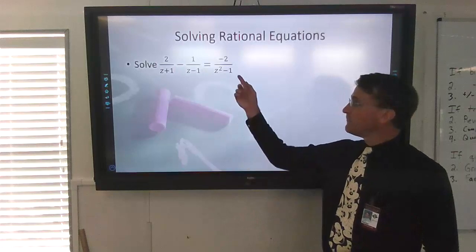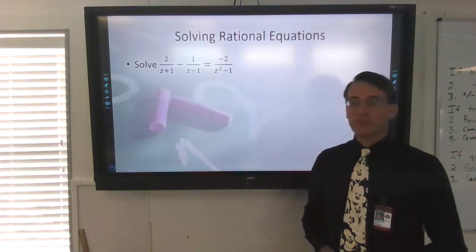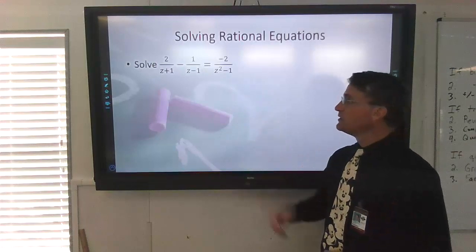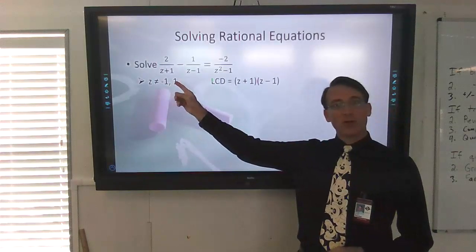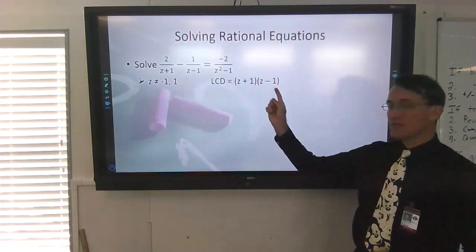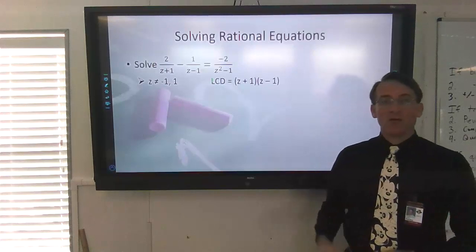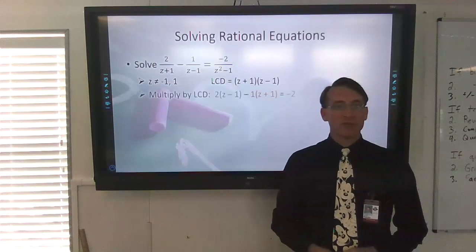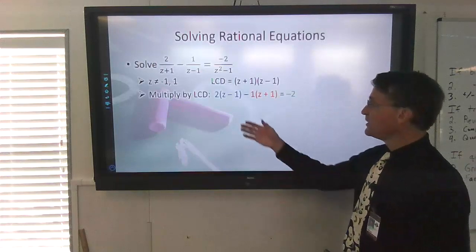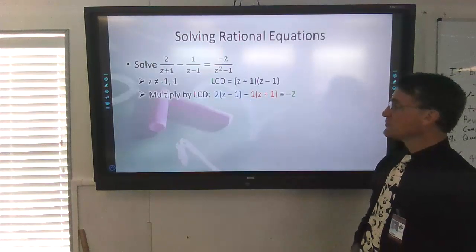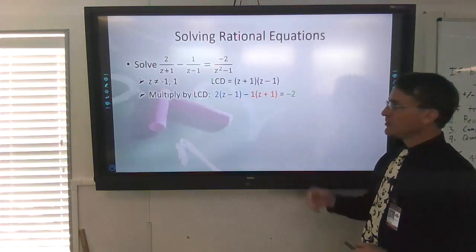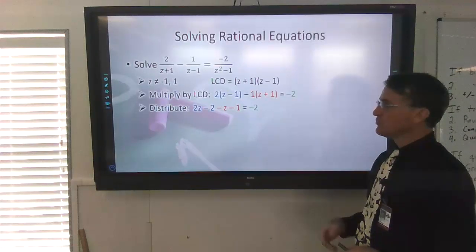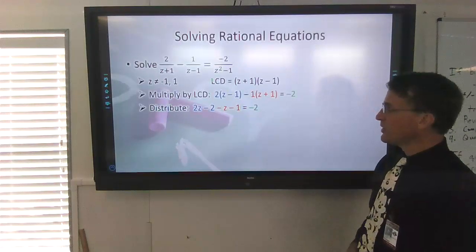If I factor that final term there, that z squared minus 1, I get z plus 1, z minus 1, which means I cannot have a positive or a negative 1 value for z. My lowest common denominator is also going to be z plus 1, z minus 1. Multiplying each term by my lowest common denominator and canceling what is common, it gives me 2 times z minus 1 minus z plus 1 equal to negative 2. Distributing, we get 2z minus 2 minus z minus 1 equal to negative 2.